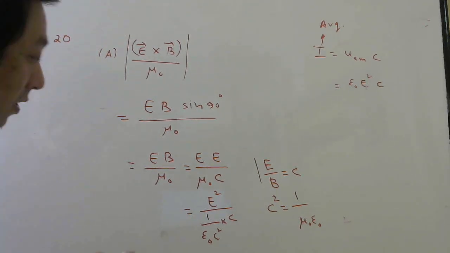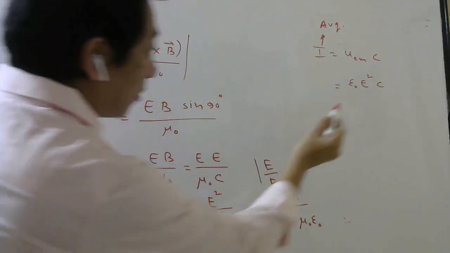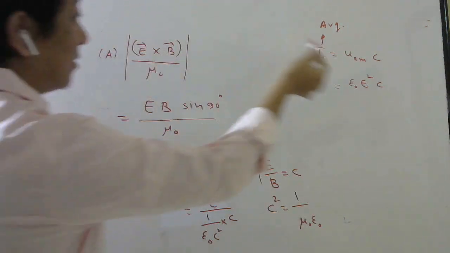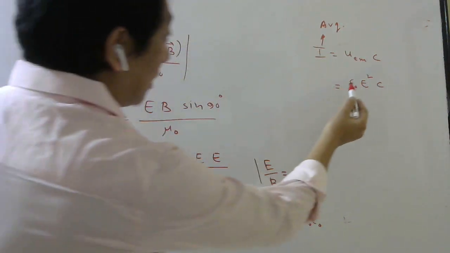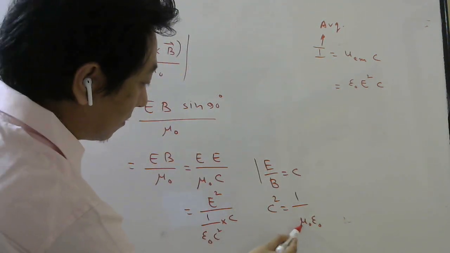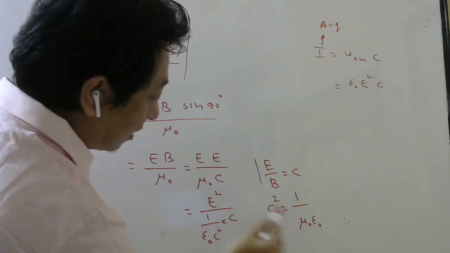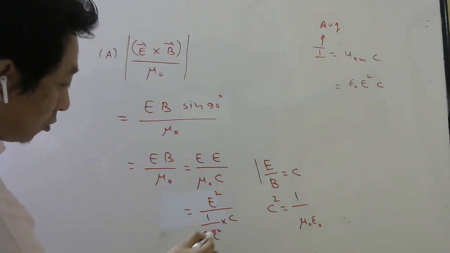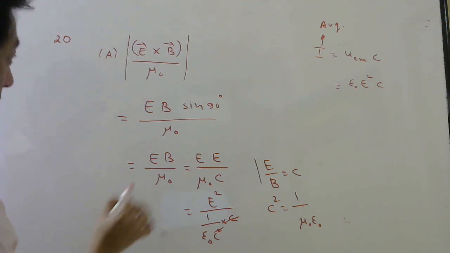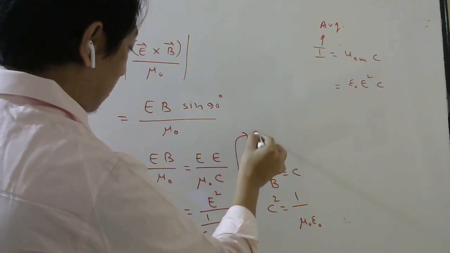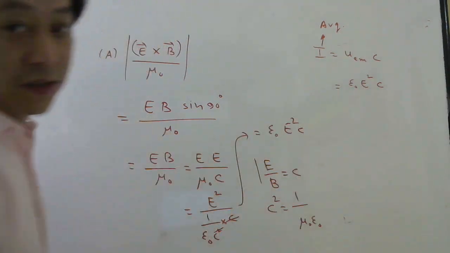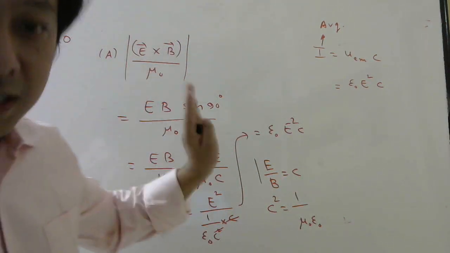Just check what I have done in place of mu naught, because I want to show that this is this. I need only epsilon naught, C and E. So mu naught I want to replace, so mu naught can be replaced from here by cross multiplying. So you see once C gets cancelled, this will go up. So this whole thing will become epsilon naught E square C, which matches with this, right? So the first option is correct.